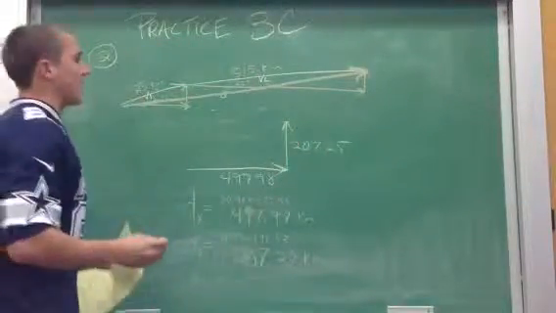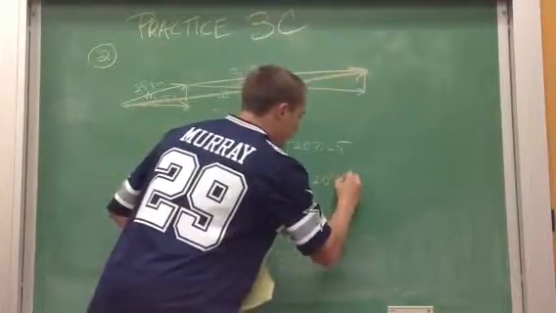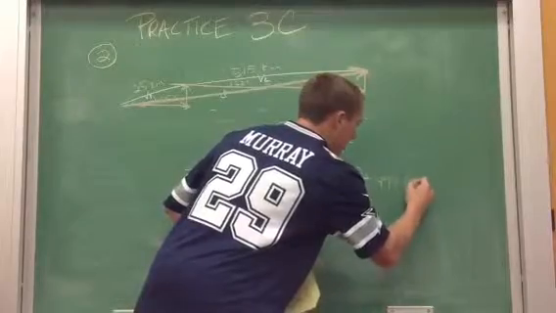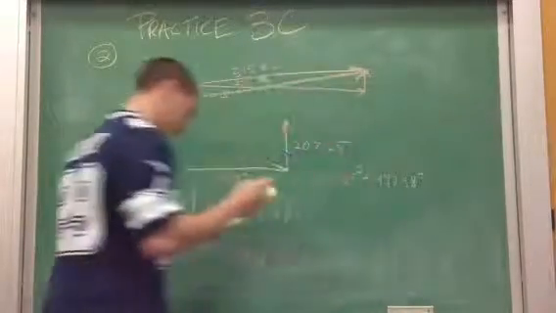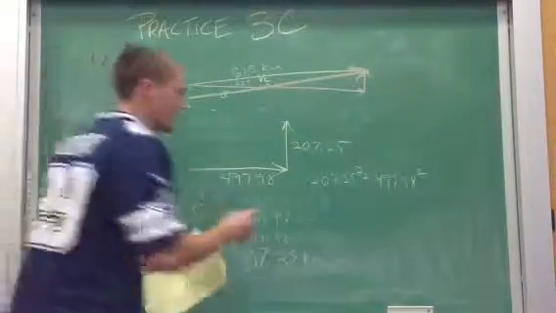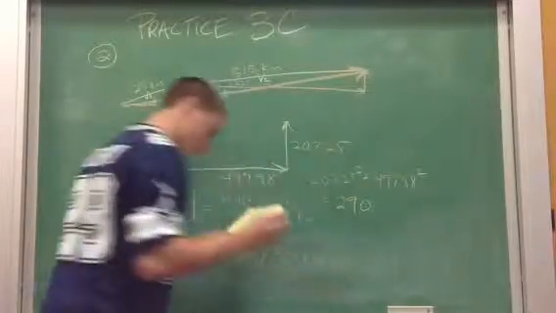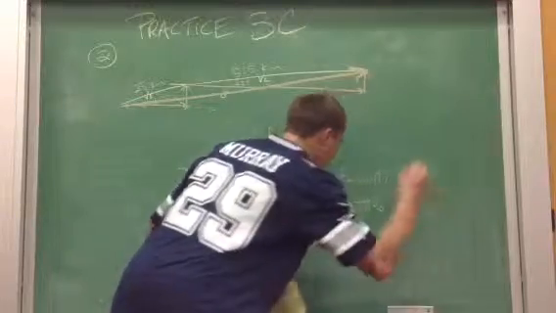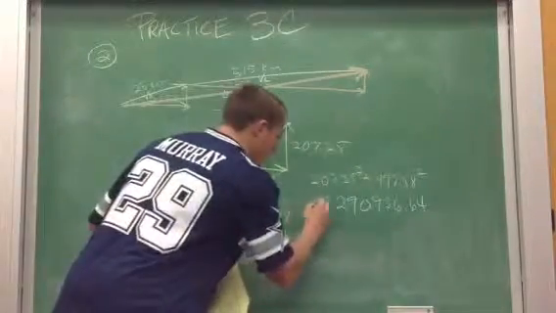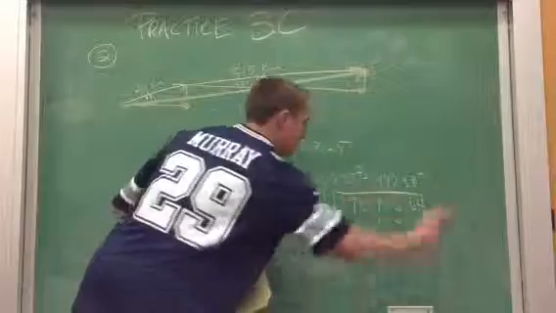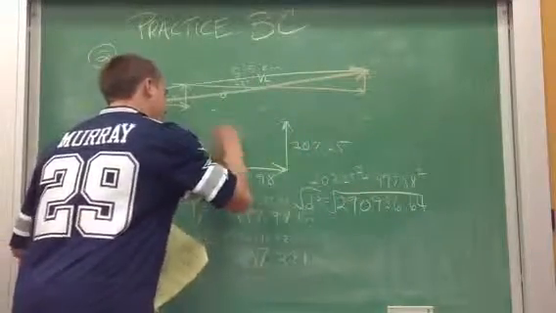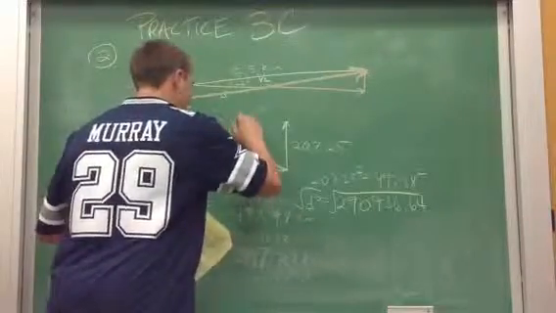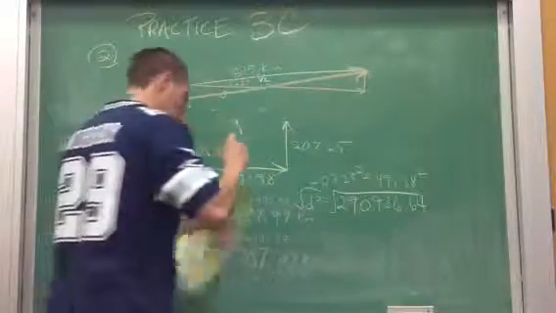Let's just take Pythag here. 207.25 squared plus 497.98 squared, and I get 290,936.64, and that's equal to c squared. We'll call that displacement squared, same thing. Take the square root of that. The magnitude for our displacement turns out to be 539.38 kilometers.